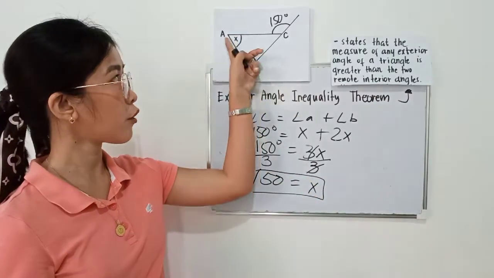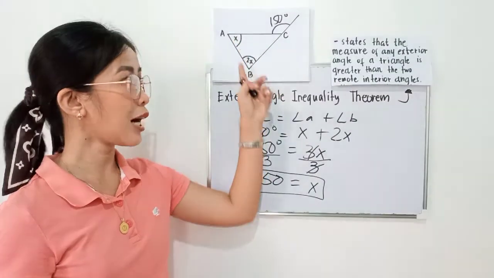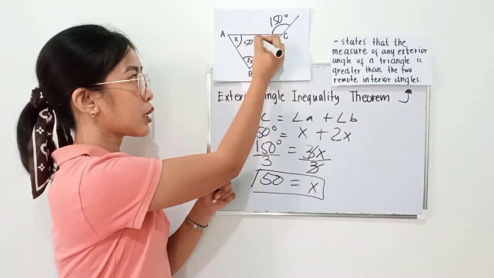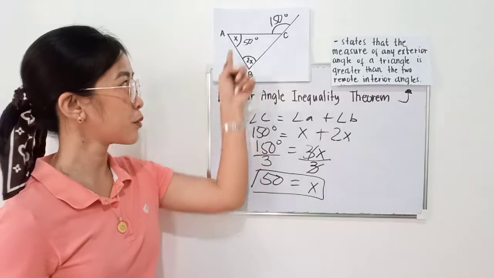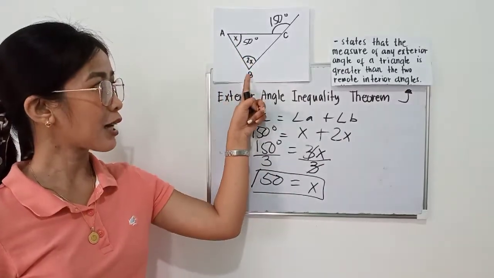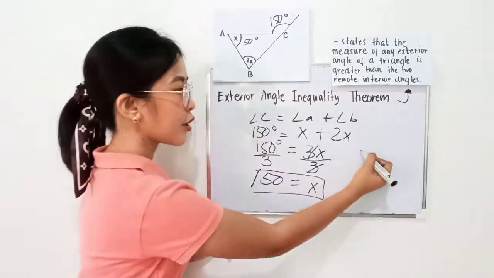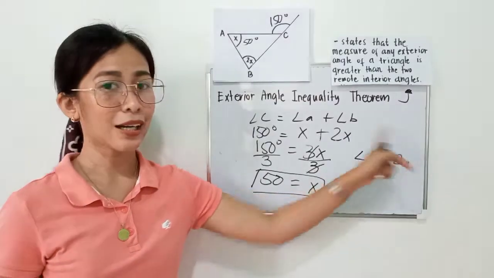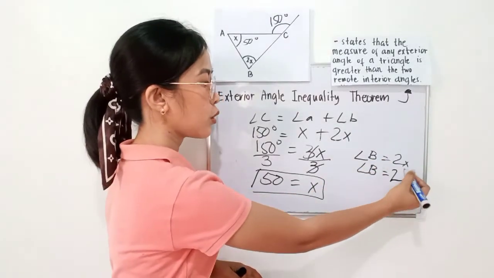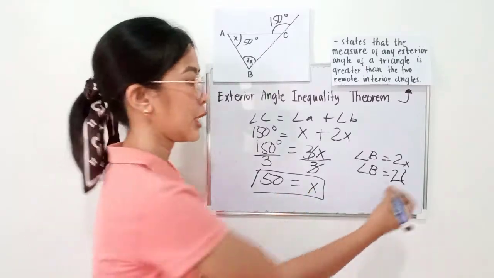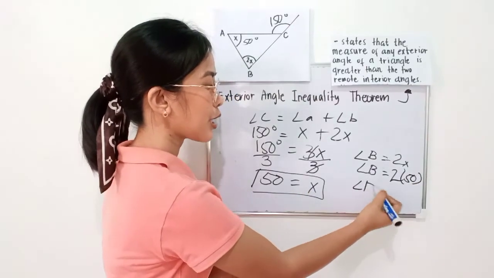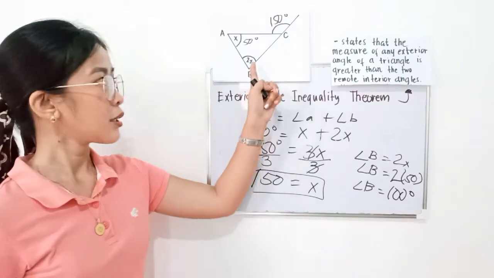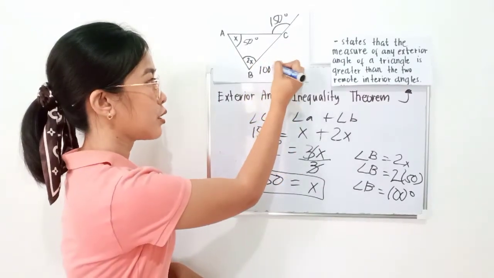Now, find the measurement of these remote interior angles. So, since si x ay 50, therefore, angle A measures 50 degrees. Tama? Automatic na 50 kasi x na lang siya. Now, let's find angle B. Si angle B ay 2x. Therefore, we have to substitute the value of x to the x na nandoon kay angle B. So, we have to copy 2. And then, ang x natin ay 50. Ayan. Therefore, angle B measures 2 times 50 is equal to 100. Therefore, angle B measures 100 degrees.